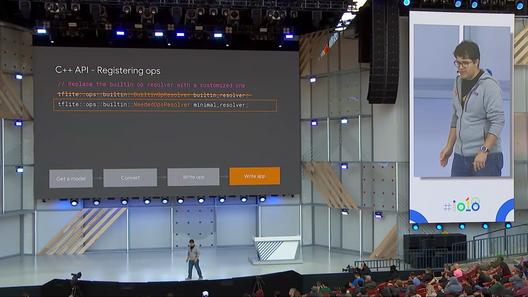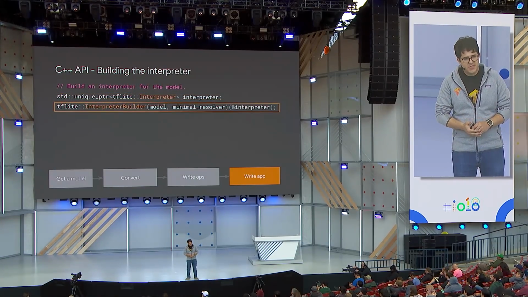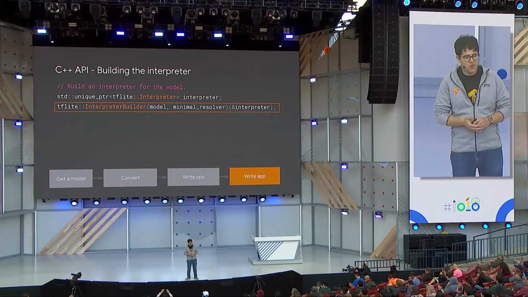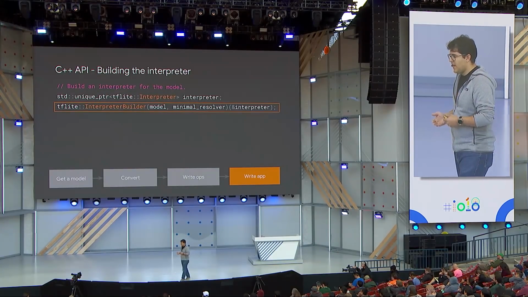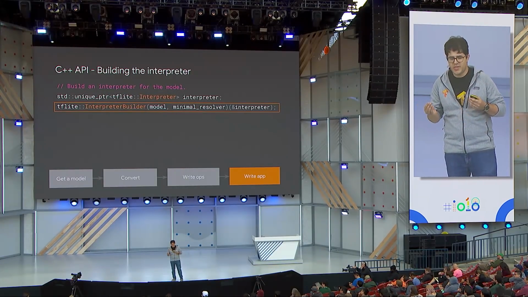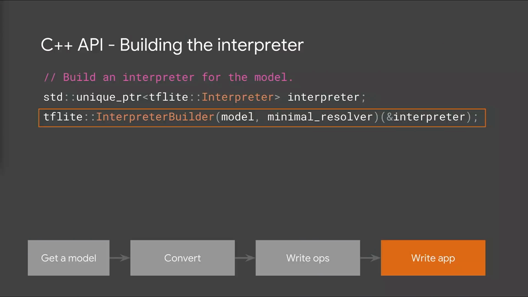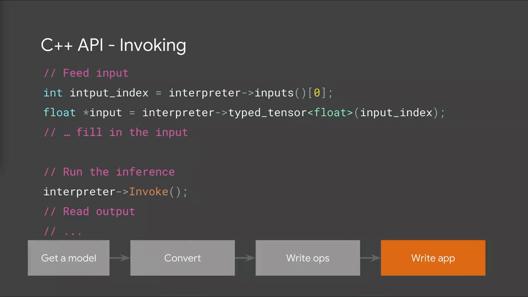So now we know what our ops are and where to get the code for them, and we know our model. Now we need to create an interpreter object. So we take the pair of model and resolver and put it together, and it returns an interpreter. This interpreter is going to be our handle for doing our execution. So the next step is we're going to perform our execution.